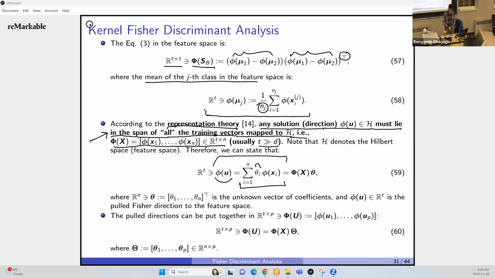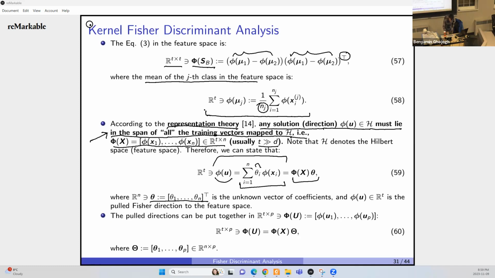We'll see that. By the way, I can write it in matrix form. Phi x theta, where theta is a vector of theta 1 to theta n. A phi x is a matrix having phi x1 to phi xn as its columns. Okay.